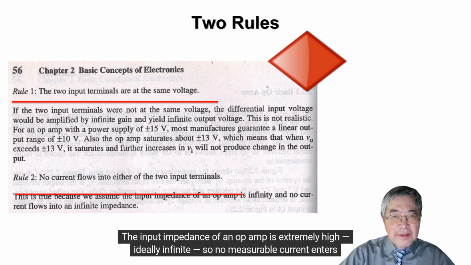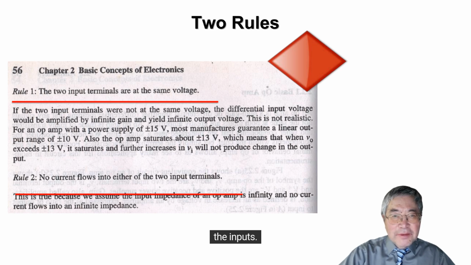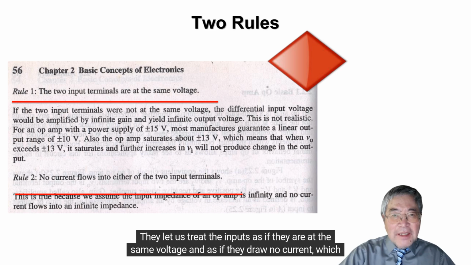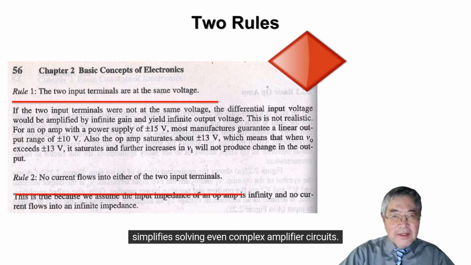The input impedance of an op-amp is extremely high, ideally infinite, so no measurable current enters the inputs. These two rules are the foundation for almost all op-amp circuit analysis. They let us treat the inputs as if they are at the same voltage and as if they draw no current, which simplifies solving even complex amplifier circuits.